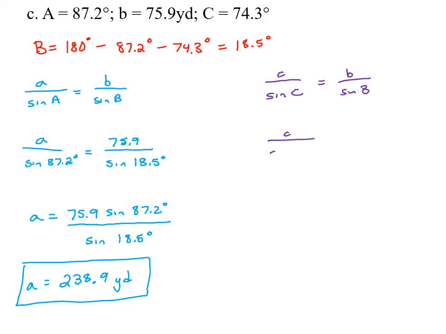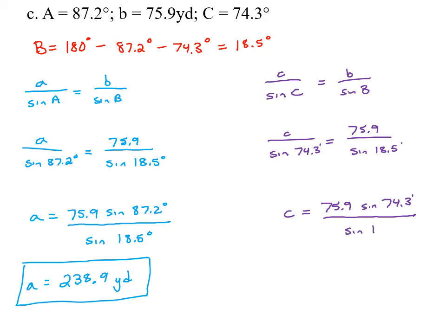And so C over sine C, which was 74.3, is equal to B, which is the 75.9, over angle B, or sine of angle B, which is 18.5. So I'm going to get 75.9 times the sine of 74.3 divided by the sine of 18.5. So my guess is probably in the 200s anyway, if we type this in the calculator. 75.9 times sine of 74.3 divided by the sine of 18.5.